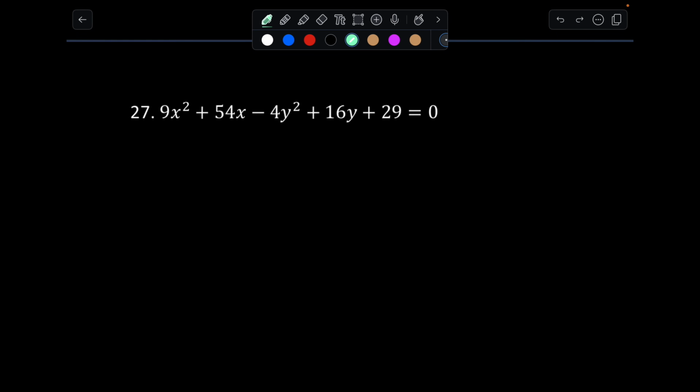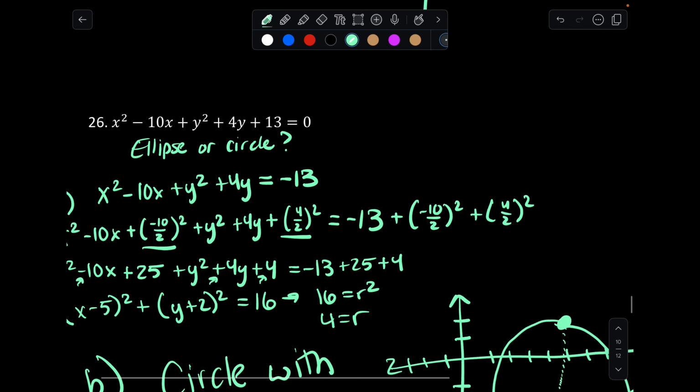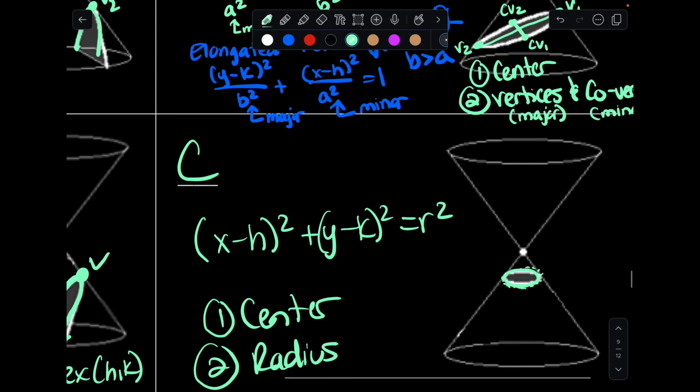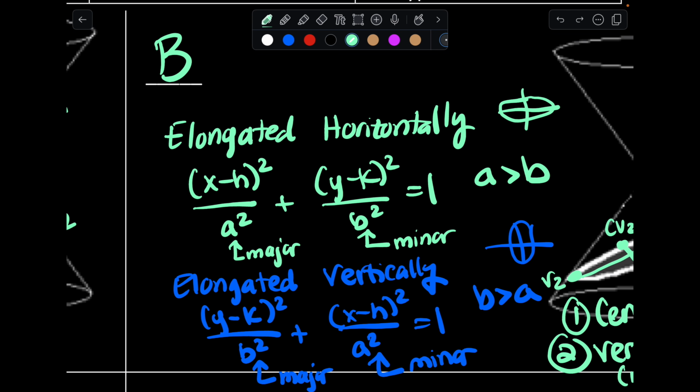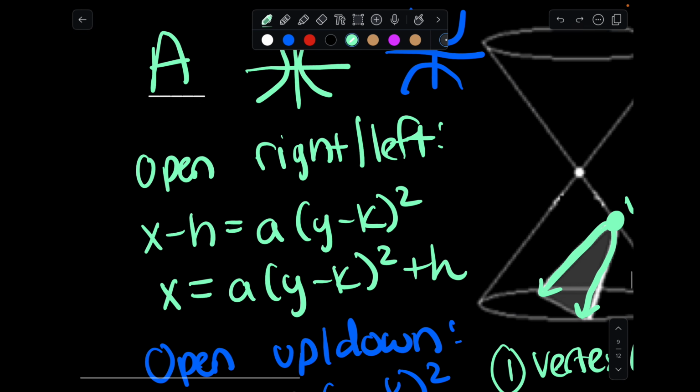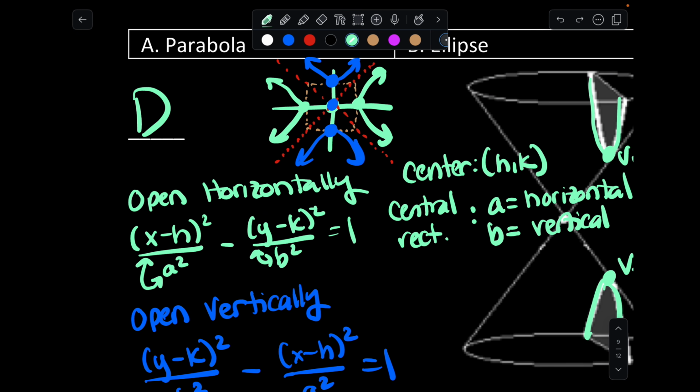So with this one, we have 9x squared plus 54x minus 4y squared plus 16y plus 29. So there are a few different things happening here. First off, we have coefficients with our leading terms, which means we are going to end up having to divide. All right, so this won't be a circle because we didn't have to divide. And it could be an ellipse. Actually, no, it can't. Because for an ellipse, both terms are positive. The x is positive and the y is positive. So we have one that's negative this time. Can't be a parabola because now both x and y are squared. So that means we are dealing with a hyperbola, okay?